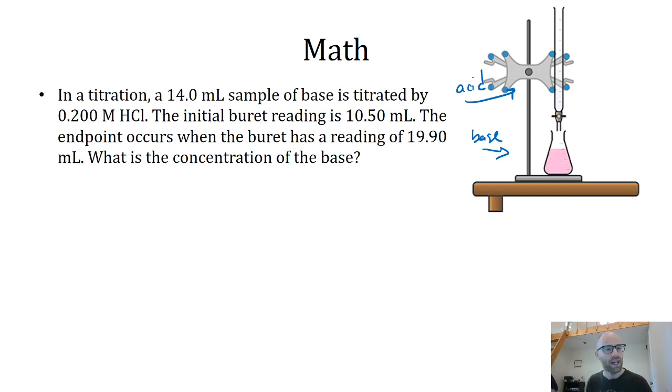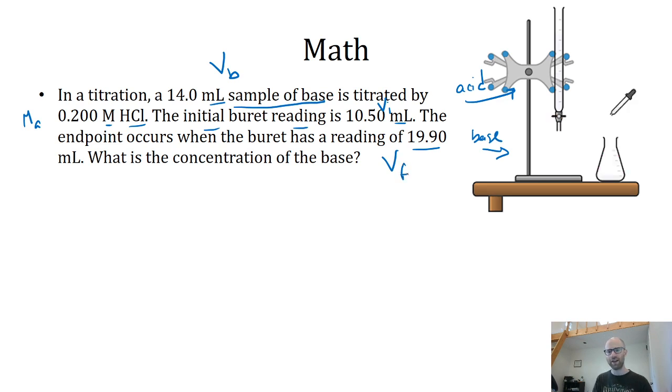Nice try. Regardless, we should go through really quickly and label everything with a variable just to make sure that we have everything right. This is sample of base in milliliters, so that's a volume, and we're going to say volume of base. This says molar HCl, so we're going to label it as molarity of acid. This says initial burette reading, so I'm going to call that VI. And then this says endpoint occurs when the burette has the reading, so that's actually our final.